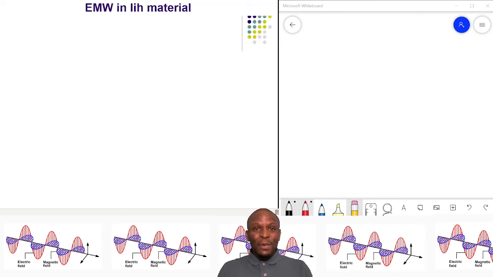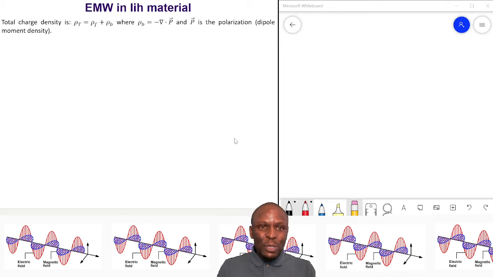Now, let me also talk about the electromagnetic wave in a linear, isotropic, and homogeneous material. In this case, the total charge density in a linear material is the combination of the free charges and the bound charges. And the bound charges, from the previous chapters that we have done in your previous classes, is nothing else but the negative divergence of the polarization, where P is the dipole moment density, the polarization.